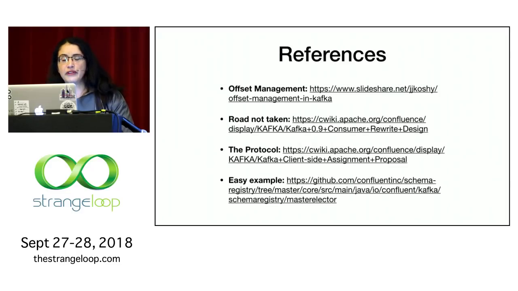And then if you want some reading material for the flight back home, you can read more about offsets. You can read a design that coordinates in the broker, which we decided not to implement. You can read everything that I basically just said, like the first half of the talk, in long written format. And then this is the example in the Schema Registry if you want to go and see. It's really very, very few lines of code that give you leader election, because most of it is in the abstract coordinator implementation.